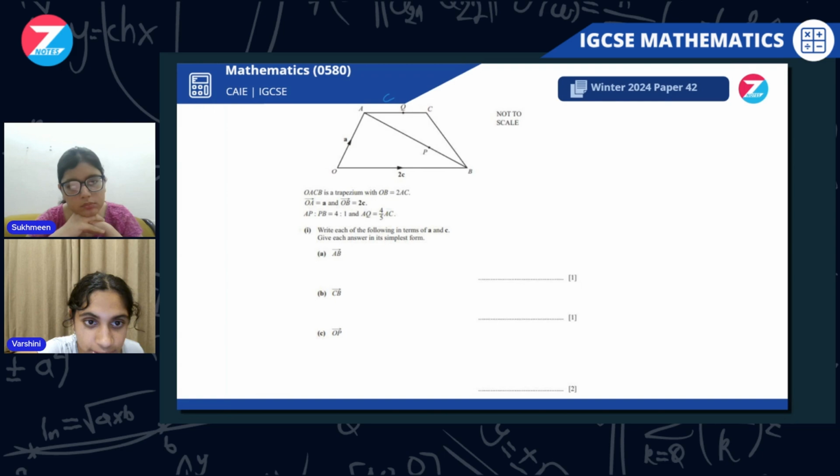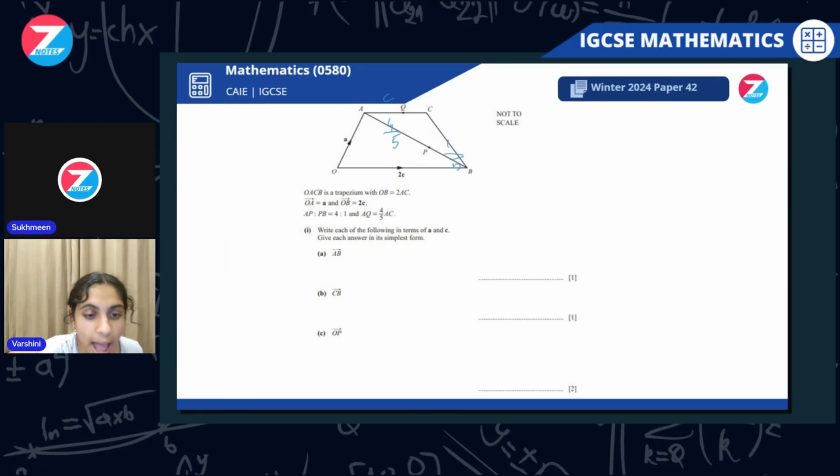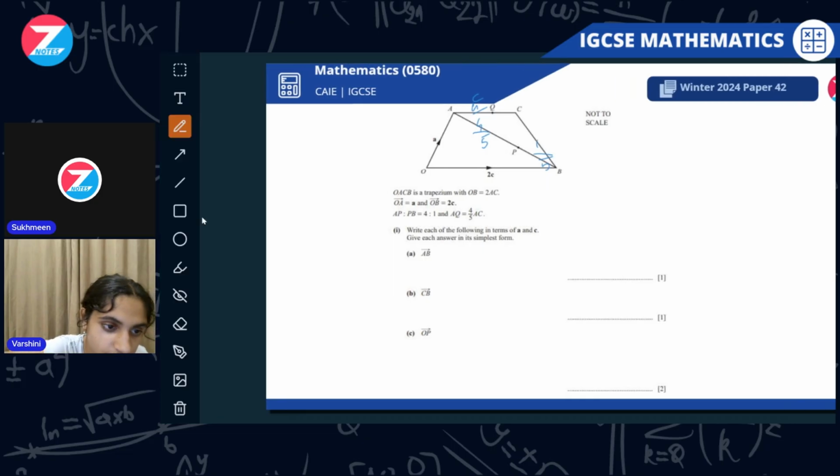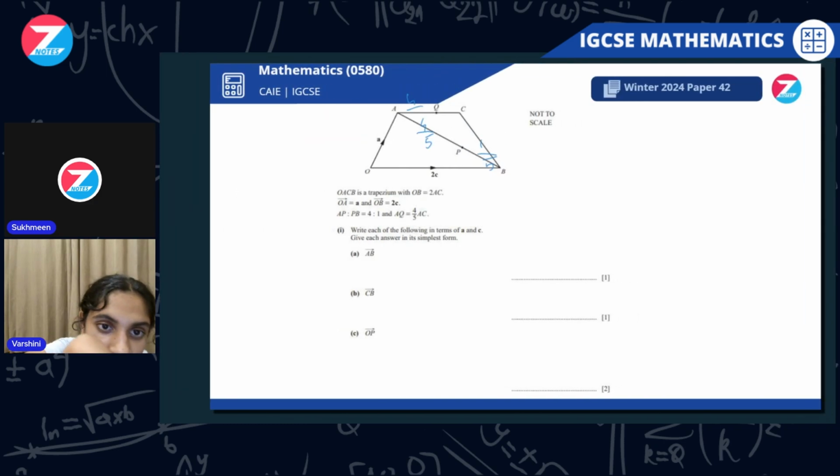AP is to PB equals 4 is to 1. So 4 plus 1 is 5, so that's the total. So that's going to be AP equals 4 by 5. This is the 4 by 5 parts, and that means it's going to be 1 by 5 parts. And we also know AQ equals 4 by 5 AC. So it's going to be the same with this over here. It's going to make it a little more clear. So we're just going to write 4 by 5 and 1 by 5. And we also know this whole part is C.